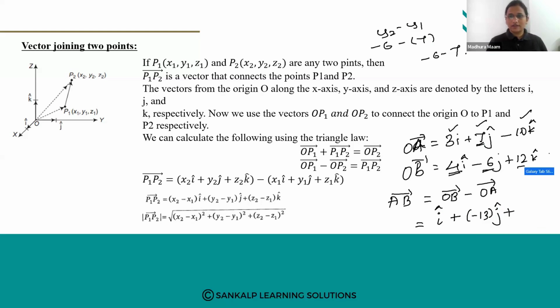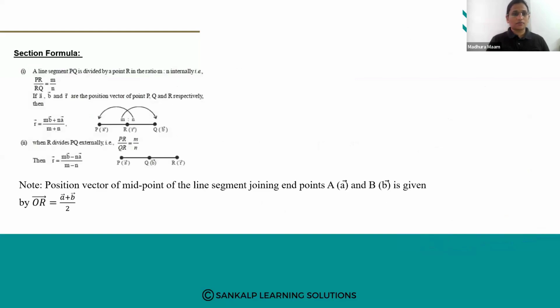Plus z2 minus z1. What is z2? 12. What is z1? Minus 10. z2 minus z1, minus of minus becomes plus. So this is 22k. So this is nothing but i minus 13j plus 22k. This is your required vector AB. AB means initial point is A, terminal point is B. Once you know this, you can find the magnitude also.